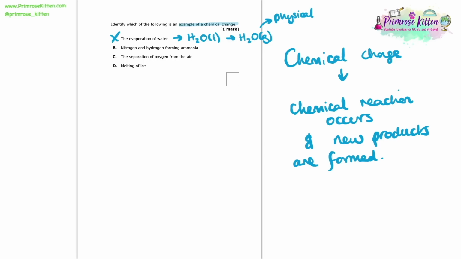Now for B, we're looking at nitrogen and hydrogen forming ammonia. To remind ourselves of the equation, that is N2 plus 3H2 goes to 2NH3. You don't have to write that, but I just have. Here I can clearly see that a chemical reaction has taken place and we have a new product. That tells us that B is correct. B is an example of a chemical change because it fits those rules.